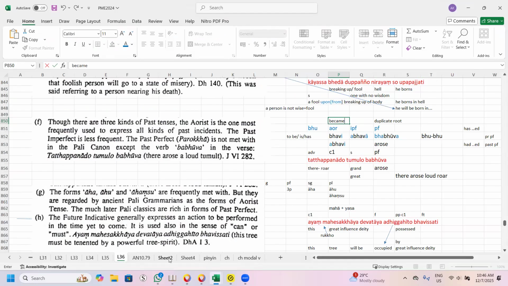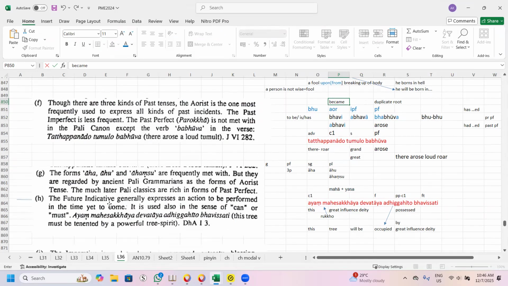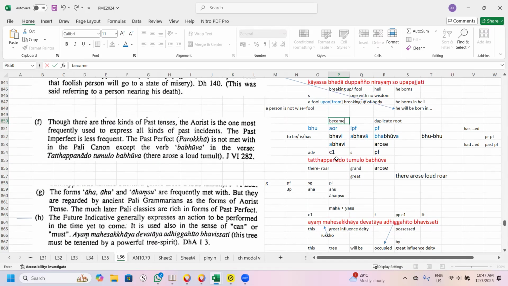I can tell you it's no point. Handling Pali is simple enough. You see here, you look at this line. Can you see this line? Kata, panado, tumulo, babuwa. Can you identify this or not? Babuwa. So this is a perfect tense, right?